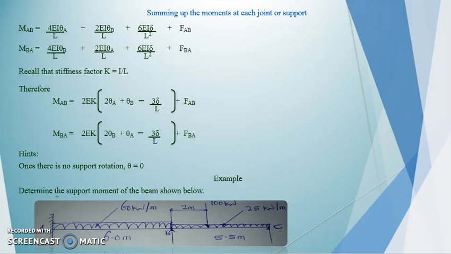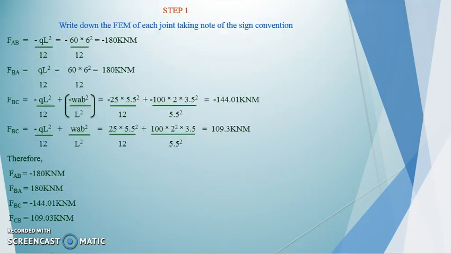Example: determine the support moment of the beam shown below. You can see from our Hardy-Cross method of moment distribution, the question we have here is exactly the question we solved using the Hardy-Cross method. So here we are going to solve it as well and see if our answers will be close, or the same, or not the same. This will justify the method we used before, and as well this method we are using here.